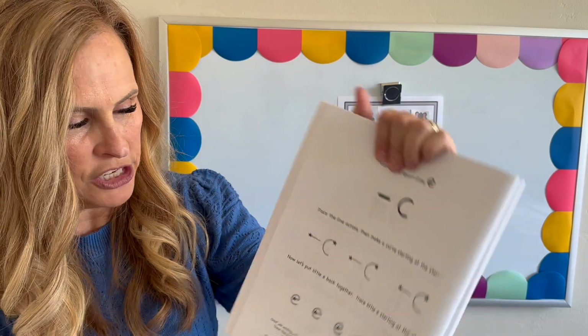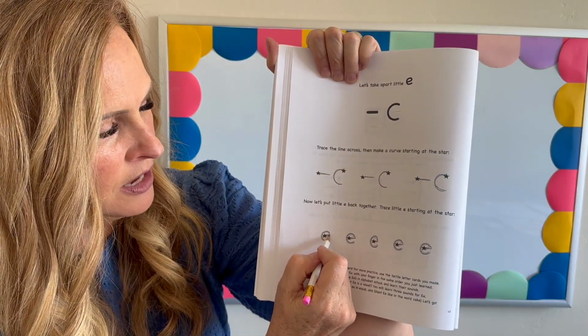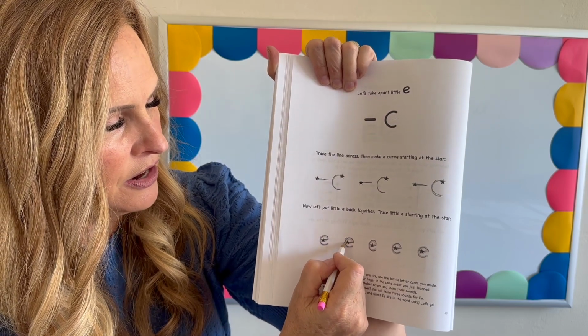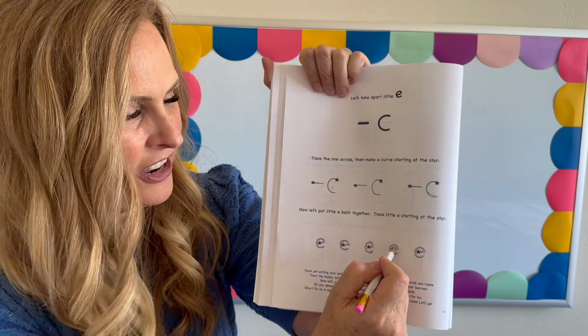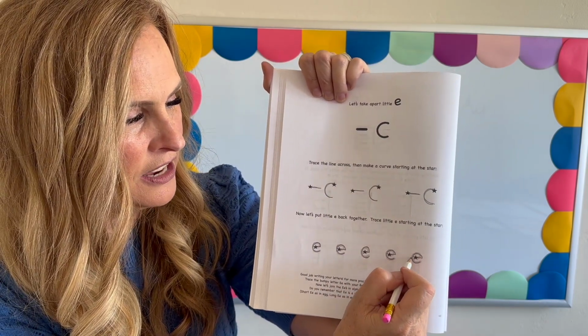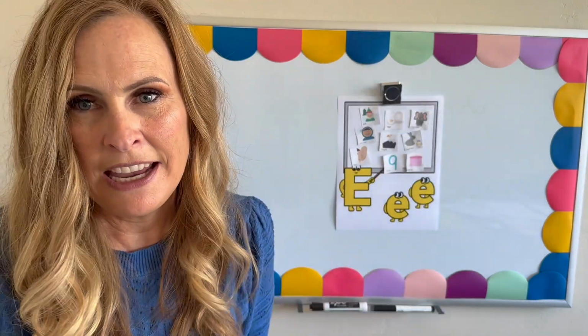So turn the page to 68 and we'll do our line across, curve. Line across, curve. Line across, and curve. Now pause the video and you make your big E and little E.